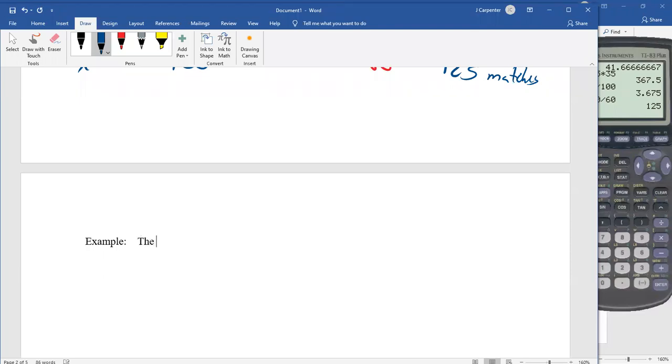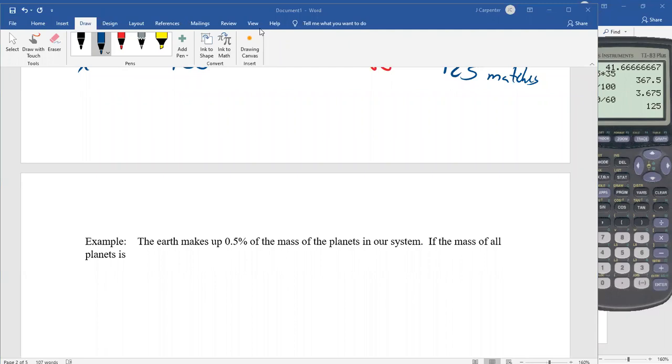Let's say the Earth makes up 0.5% of the mass of the planets in our solar system. The mass of all planets is, I'm sorry, you gotta hold on a second. Give me 30 seconds.